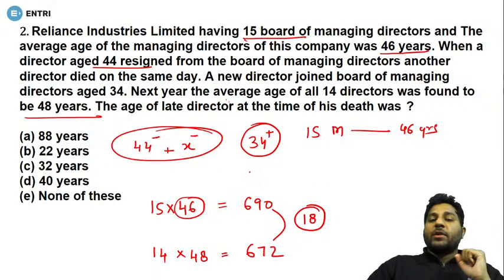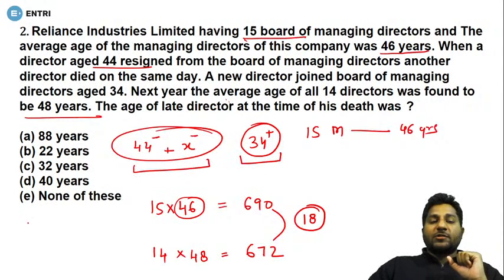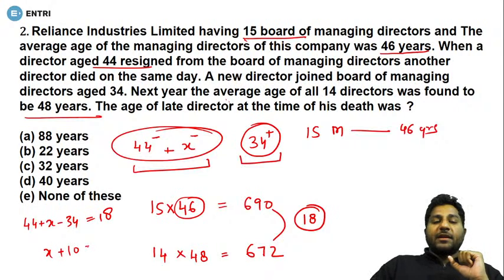So how are you going to do that? That means one age was larger and the other was smaller. So 44 plus x minus 34 equals 18. So x plus 10 equals 18. That means x is equal to 8. So we have figured out that x was 8.